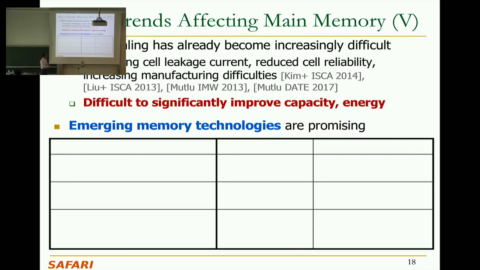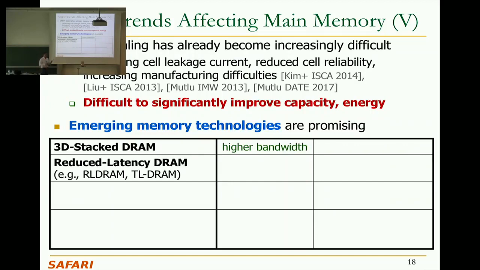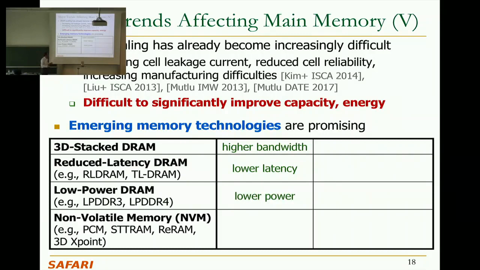For example, we're seeing 3D stacked DRAM that's good at something, reduced latency DRAM that's going to increase over time, I think, at low cost. Low power DRAM is one of the most dominant forms of DRAM in these devices and laptops, for example. Of course, it's good. And there are a bunch of different types of non-volatile memory. One of them already hit the market, like 3D XPoint, in memory form. That's also good for some things.